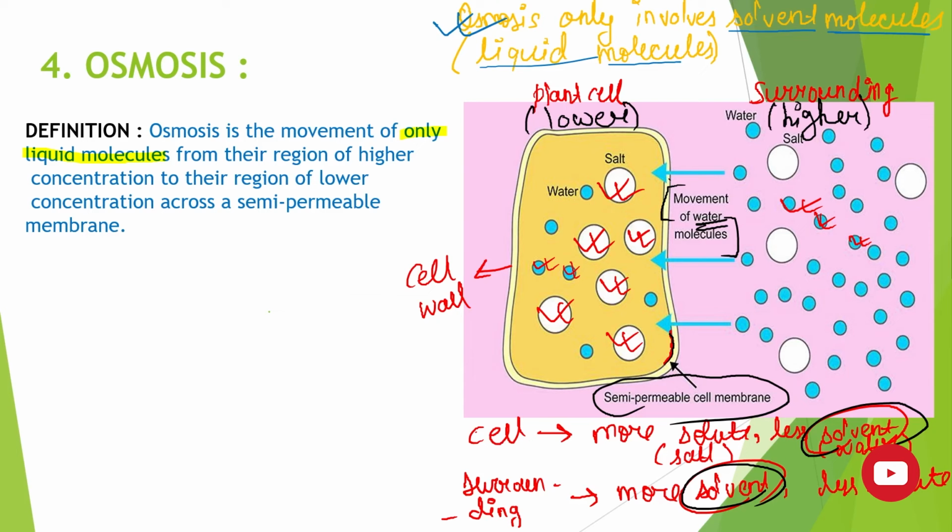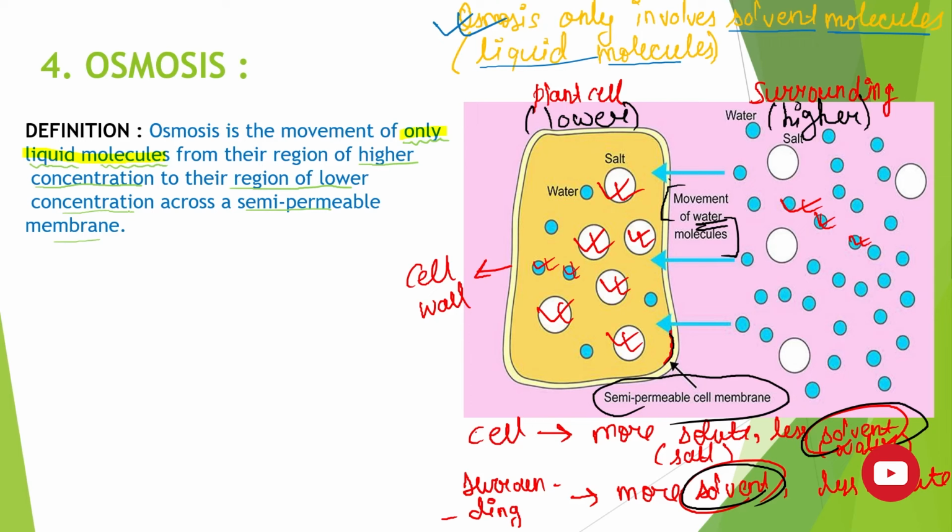It is nothing out of the box. It is not difficult. You all know osmosis. You all have studied osmosis since class 8. So it should be very easy for you to understand. But this particular point is a very important point. Let me underline that again so that you don't forget it. Only liquid molecules. This is a very, very important point. And apart from that, the rest of the things are the same: higher concentration to lower concentration, and then across a semi-permeable membrane.